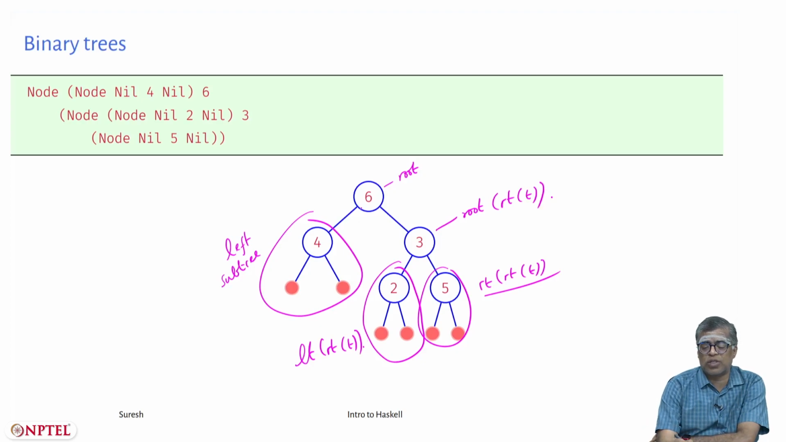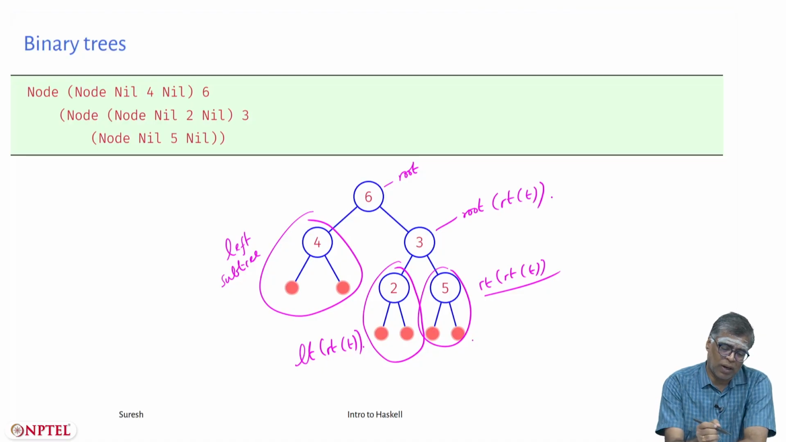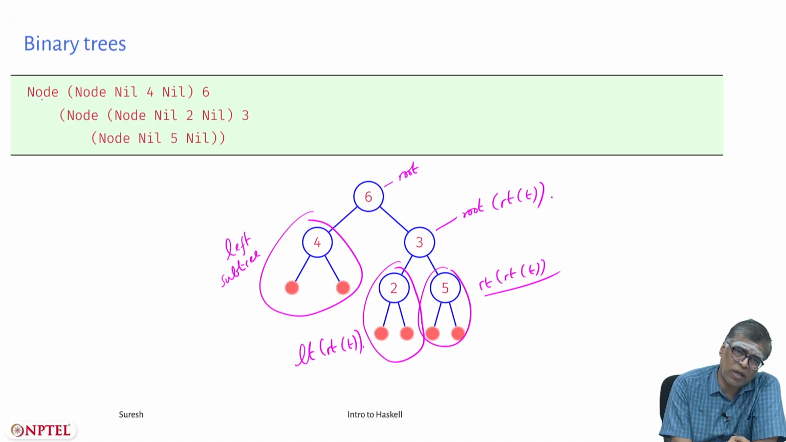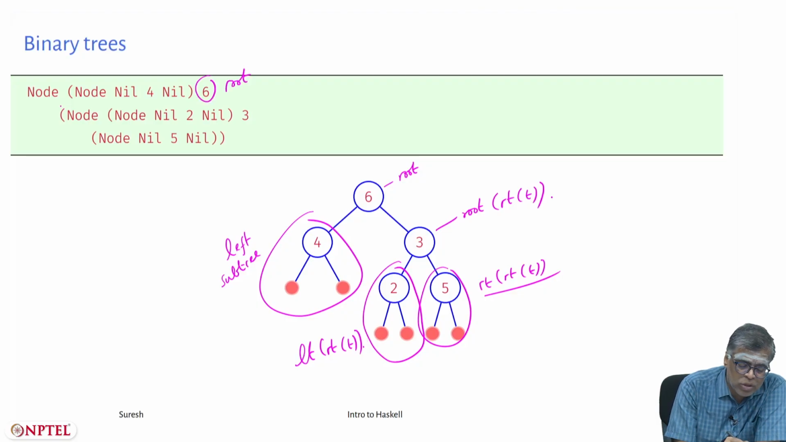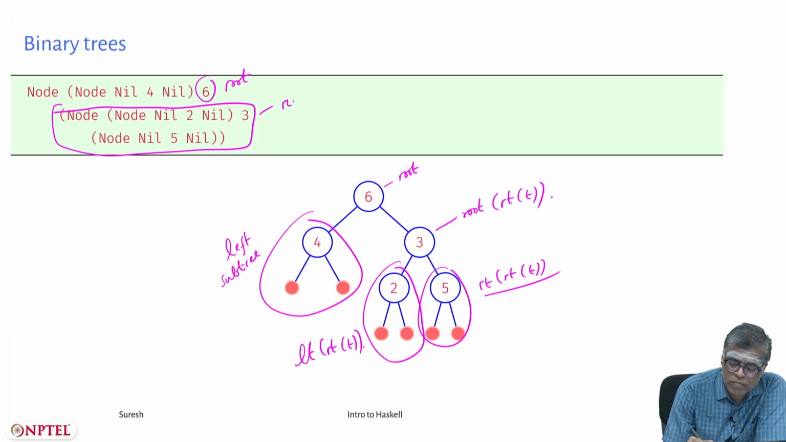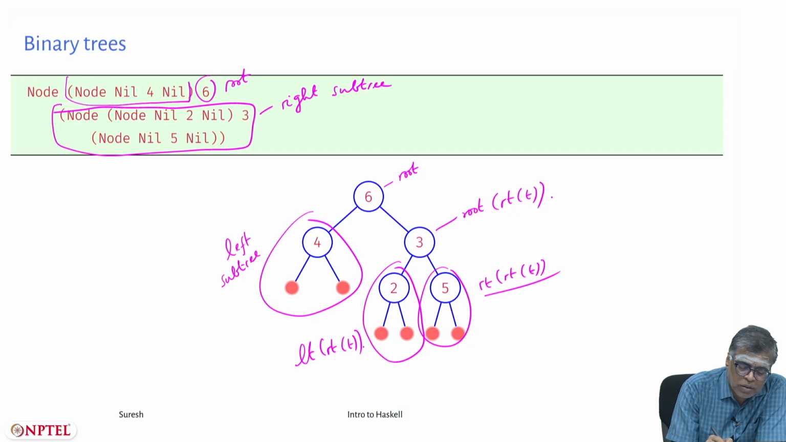So, here 6 is the root, to the left you have 4 and below that it is nil, and to the right you have a tree with root 3 whose left subtree is node nil 2 nil, whose right subtree is node nil 5 nil, and you can see that I have written it here, node of, this is the root, and this whole thing is the right subtree. And this whole thing is the left subtree.